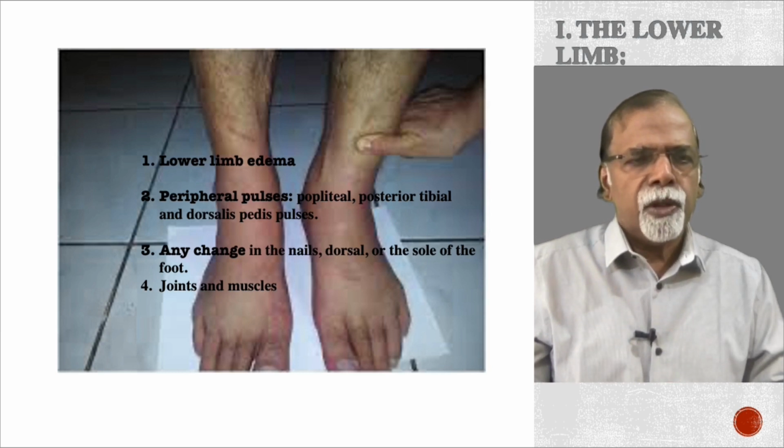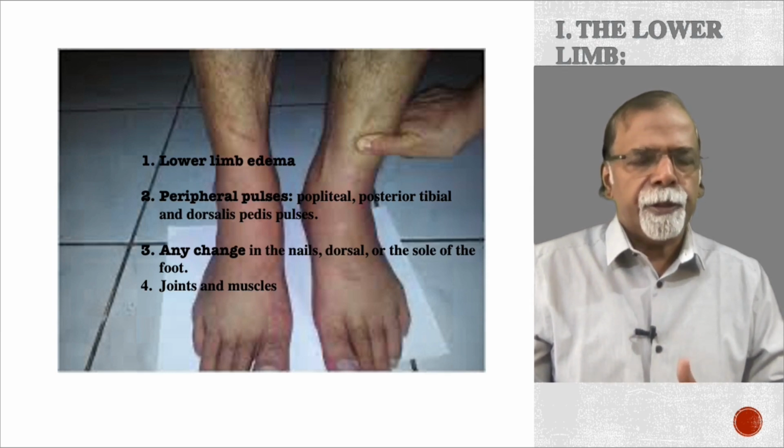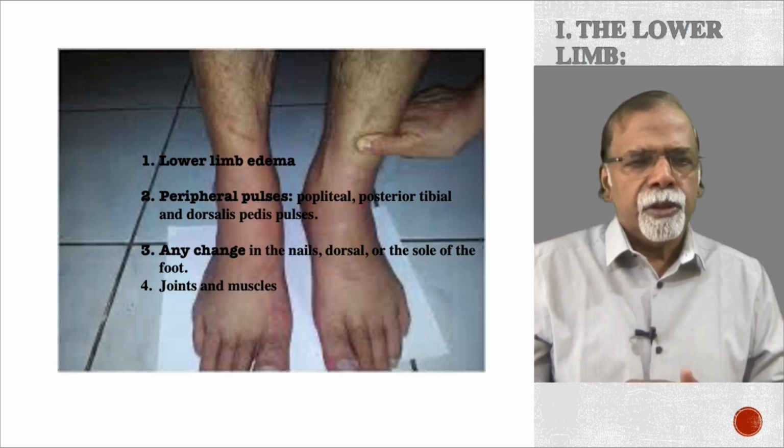The most important thing you should look for in the lower limb is pitting pedal edema. If edema is there, you should identify whether it is unilateral or bilateral, tender or non-tender, pitting or non-pitting. We will discuss in detail how to look for edema and the pathophysiology of the development of edema. All the peripheral pulses in the lower limb should be examined, and look for changes in the nails. Whatever you examine in the upper limbs, you should look for in the lower limbs also, and look at the joints and muscles for any deformities.